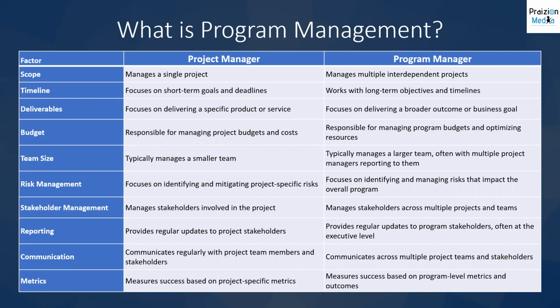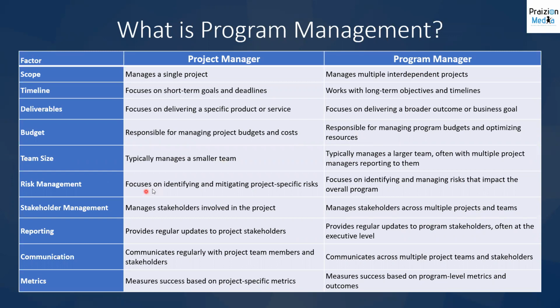When it comes to budgets, the project manager is responsible for managing project budgets and cost. When it comes to programs, the program manager manages program budgets and optimizes resources. So the budgets in the lower level projects roll up into this bigger level program. When it comes to team size, generally projects will have a smaller team size. Programs have a much larger team with multiple project managers reporting to them.